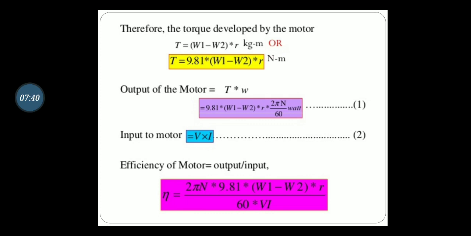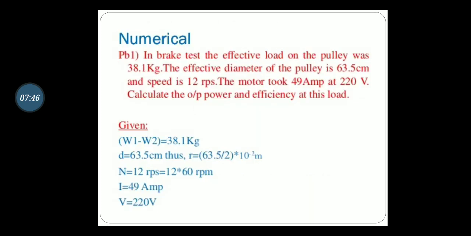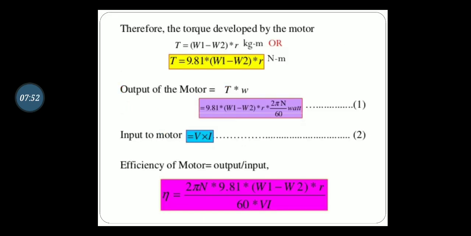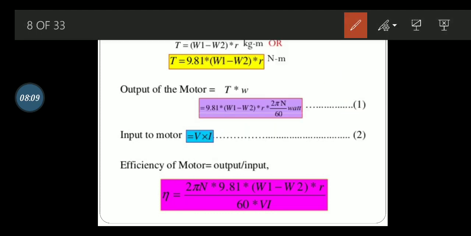Finally this expression becomes T = 9.81 (W1 − W2) R. The output of the motor can be calculated as the product of the torque developed by the motor and the angular speed of the armature of the motor. The angular speed of the armature is given as 2πN/60, where N is the actual speed of the armature. Call this equation number 1.